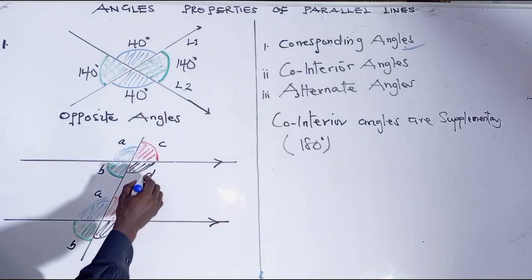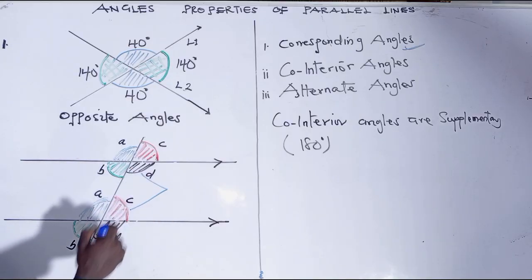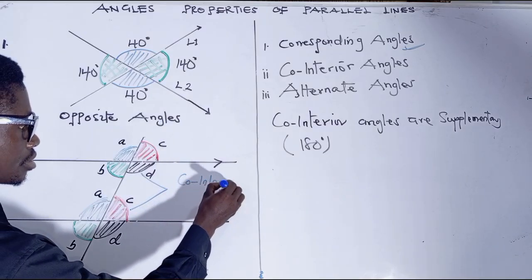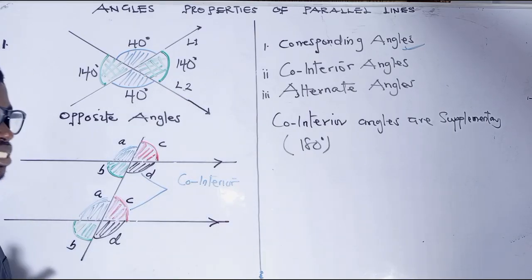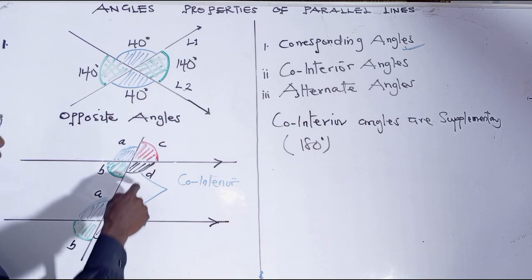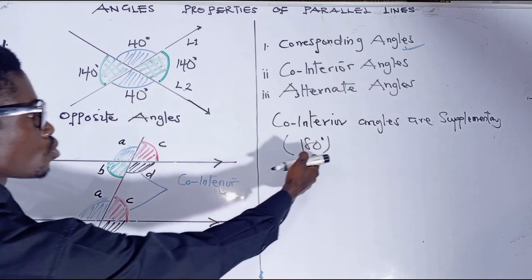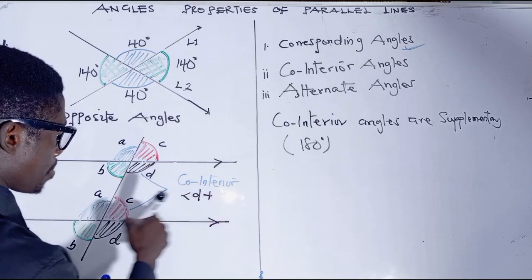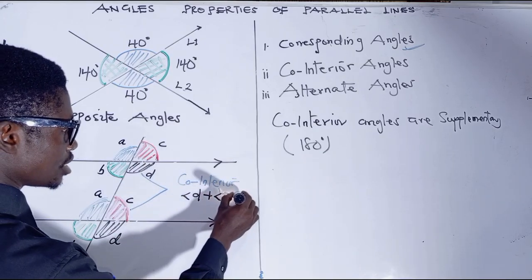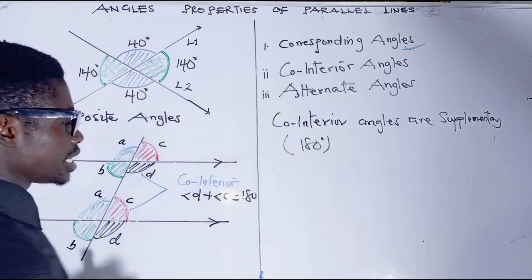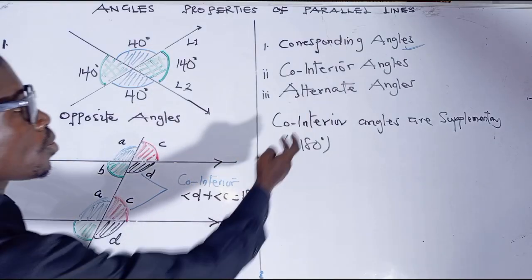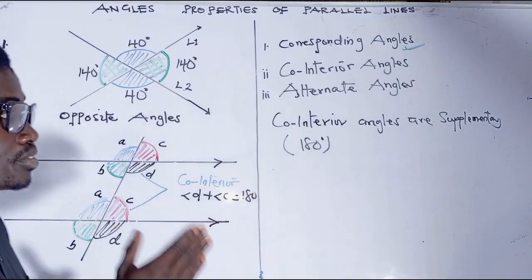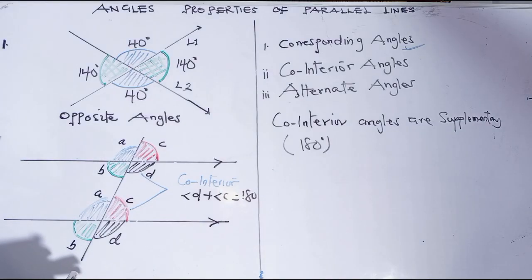So these two angles here are called the co-interior angles. When we add these two angles together, it will give us what? 180 degrees. So we can say that angle D plus this angle C should give us what? 180 degrees. That is why we are saying that co-interior angles are supplementary. Supplementary means that they sum up to 180.